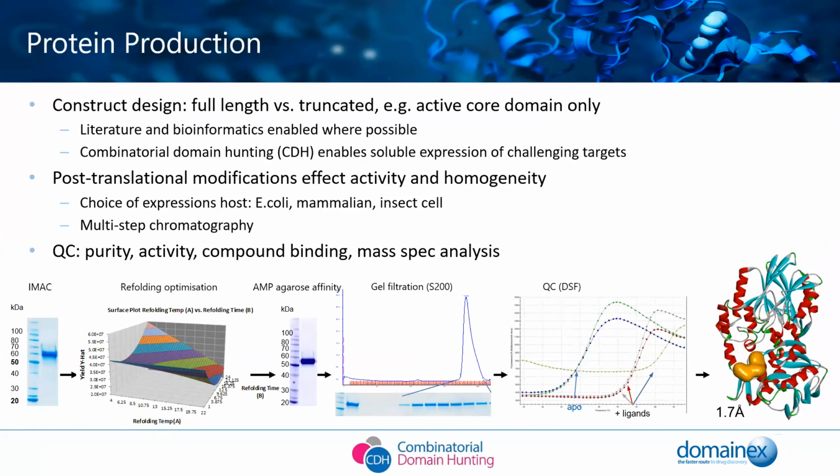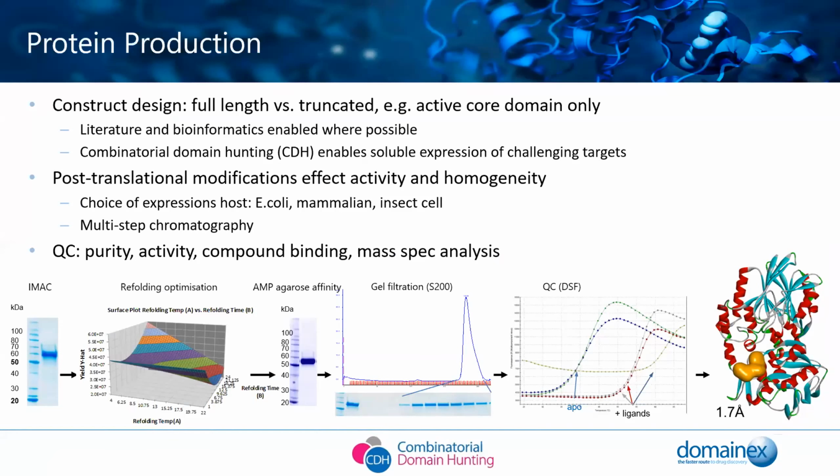In terms of protein production, the key really is to focus on the target product profile that you want. Where do you want your compounds to bind? If you're agnostic about that, it might be better to produce full-length protein. However, it's important to produce the right and relevant protein, not just simply protein production that gives you the biggest yield.